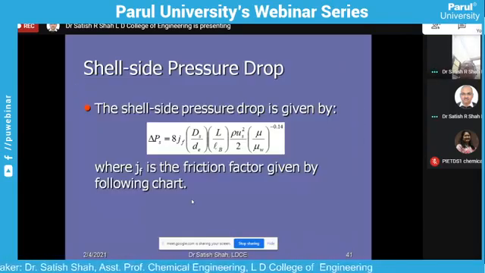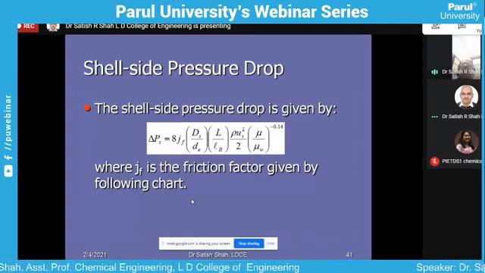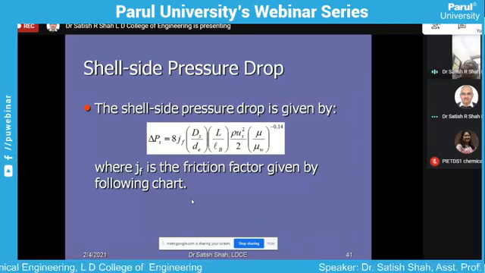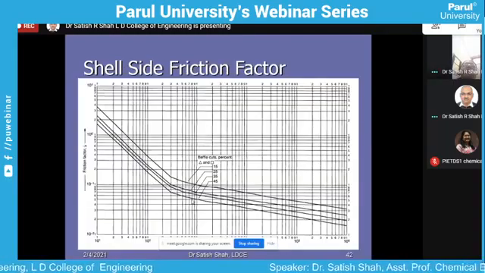Now you can calculate the pressure drop also using this formula: delta PS is equal to 8 JF into DS by DE into L by LB into rho U square by 2 into (mu by mu W) raised to minus 0.14. Here also you can find out JF using this chart. So we have the ready-made chart available, you can use it. All right.